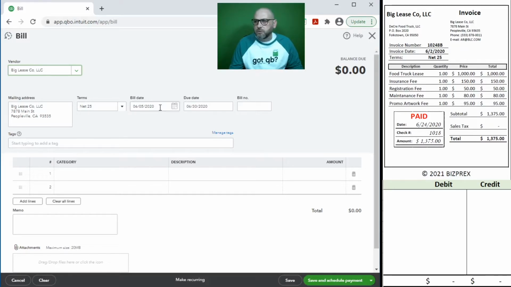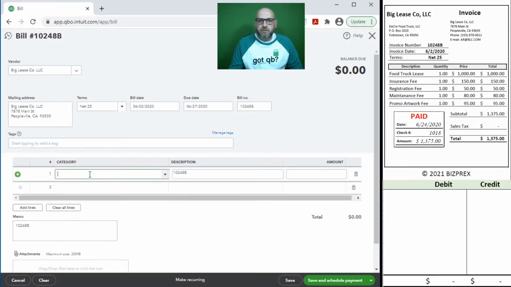Okay, let's go ahead and book it. So 6-2. All right, let's see, bill number. Here it is. Now this one impacts several categories of expense accounts, so let's get on it.